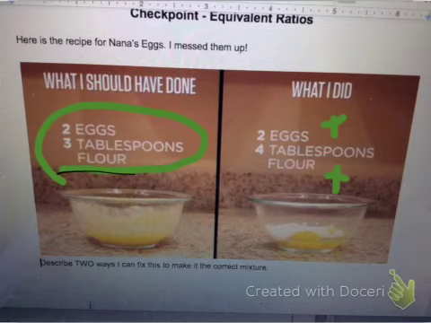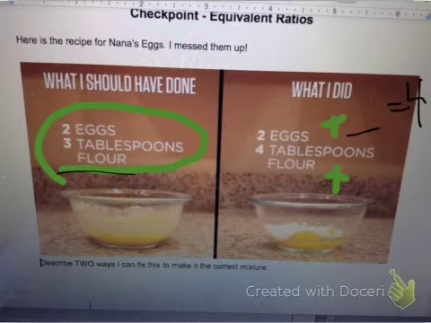So let's look back at what we had. We need to add some eggs so that we end up with 4 eggs, and we need to add some flour so we end up with 6 tablespoons. If we can get 4 and 6, that would be one way to fix this.